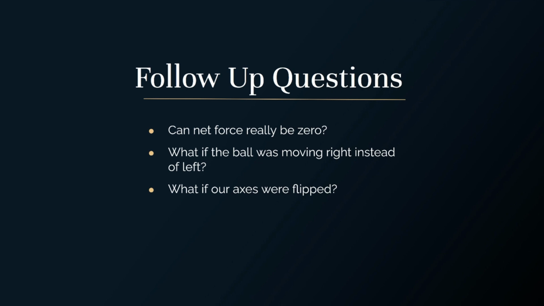What if the ball was moving right instead of left? If it was, then the same thing would happen, except as time increases, position would increase in the positive direction. What if our axes were flipped? If our axes were flipped, the same thing would happen, just as time increases, position will still decrease in the negative direction. However, the slope would be positive.